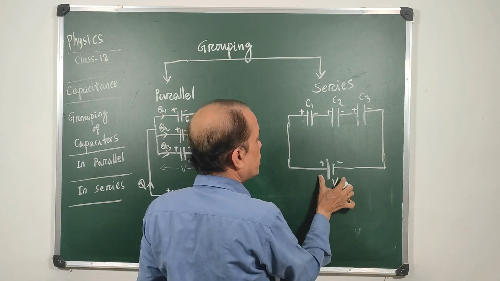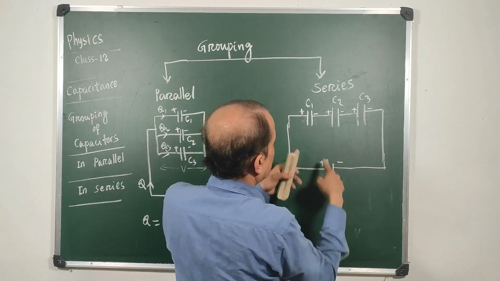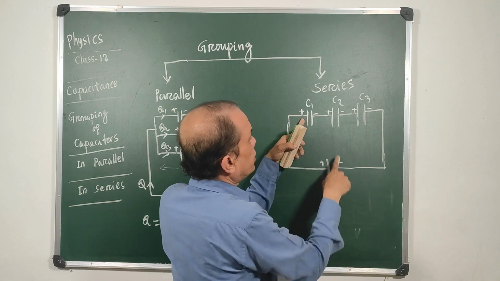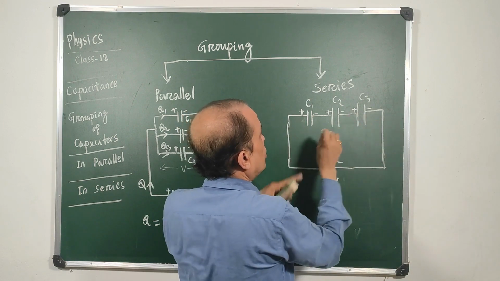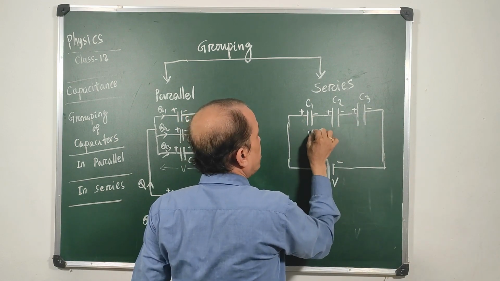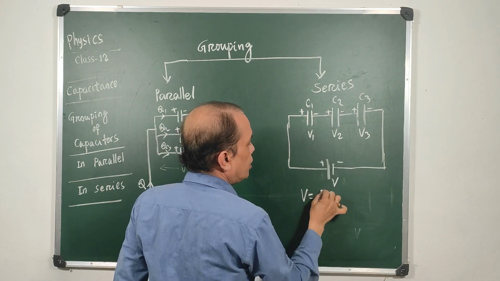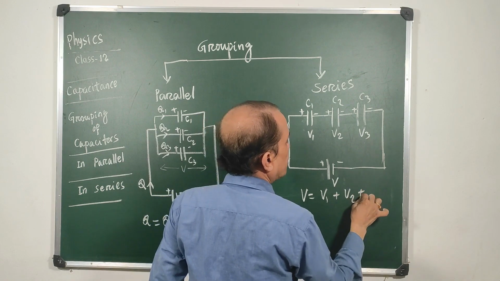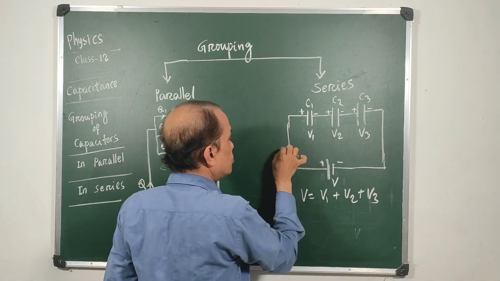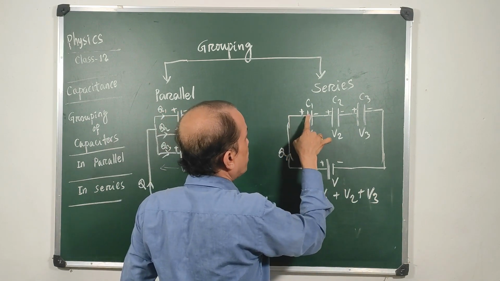So see, potential here will not be all the same, because this end is connected to this, but this end is not connected here, it is connected here. So potential will be divided, V1 here, V2 here, V3 here, so that our V is V1 plus V2 plus V3. But the charge Q will remain undisturbed.